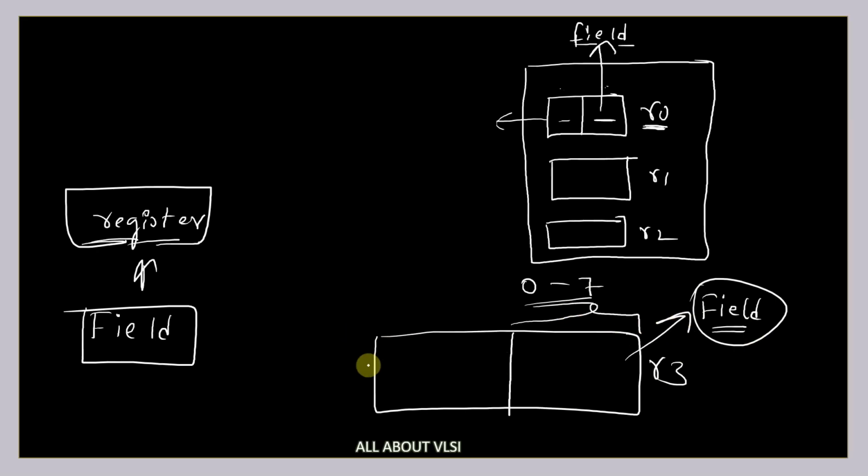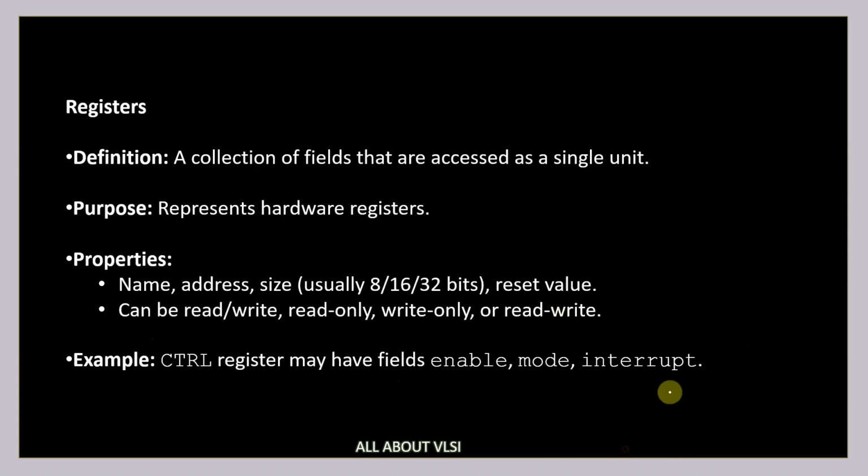And this entire box which we can see, containing two fields, is known as our register. This is nothing but our register. A collection of fields that are accessed as a single unit is known as a register, and its purpose is to represent a hardware register, right? For example, name, address, and size are all fields which are present inside our register, and they can be read or write, read only, write only, or read write.